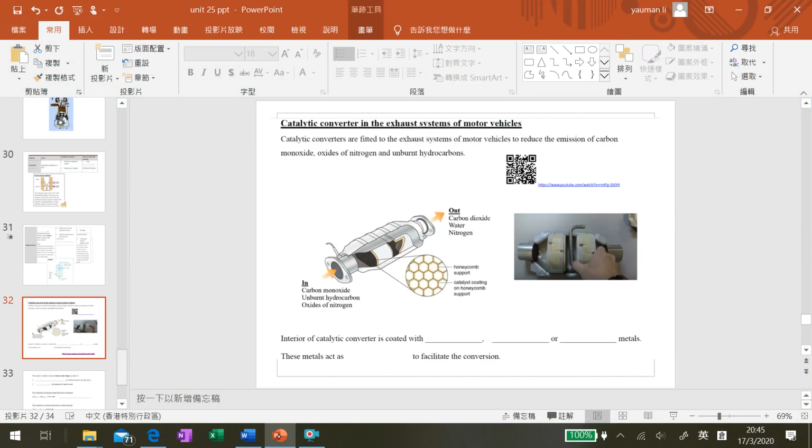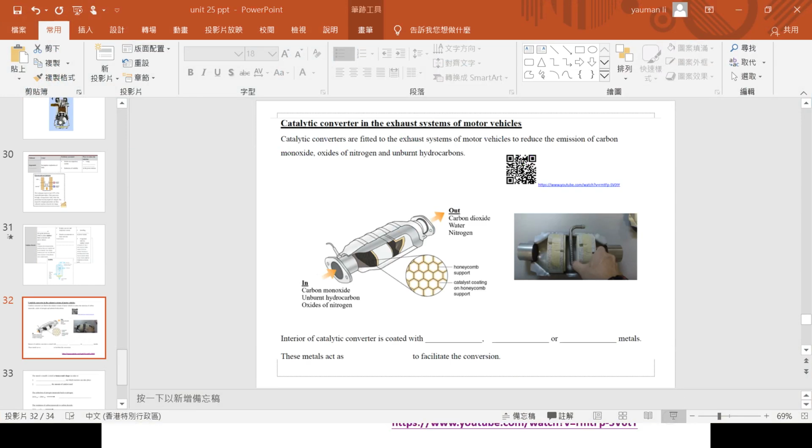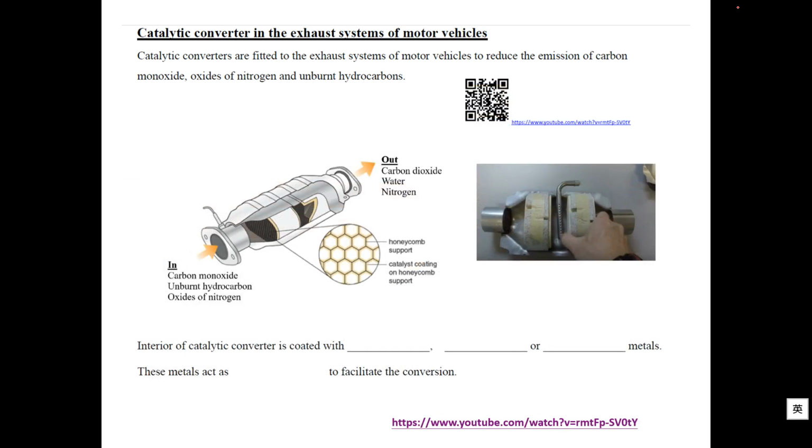So to understand catalytic converter, do you mind turning to page 14 of your notes? Let me introduce catalytic converter first before we fill up the other blanks. So catalytic converter in the motor vehicles looks like this. Later on I'll show you a video of how catalytic converter works. So this is the inner part of catalytic converter. For carbon monoxide, unburned hydrocarbon and oxides of nitrogen, once they pass through the catalytic converter, they will change into carbon dioxide, water, and nitrogen.